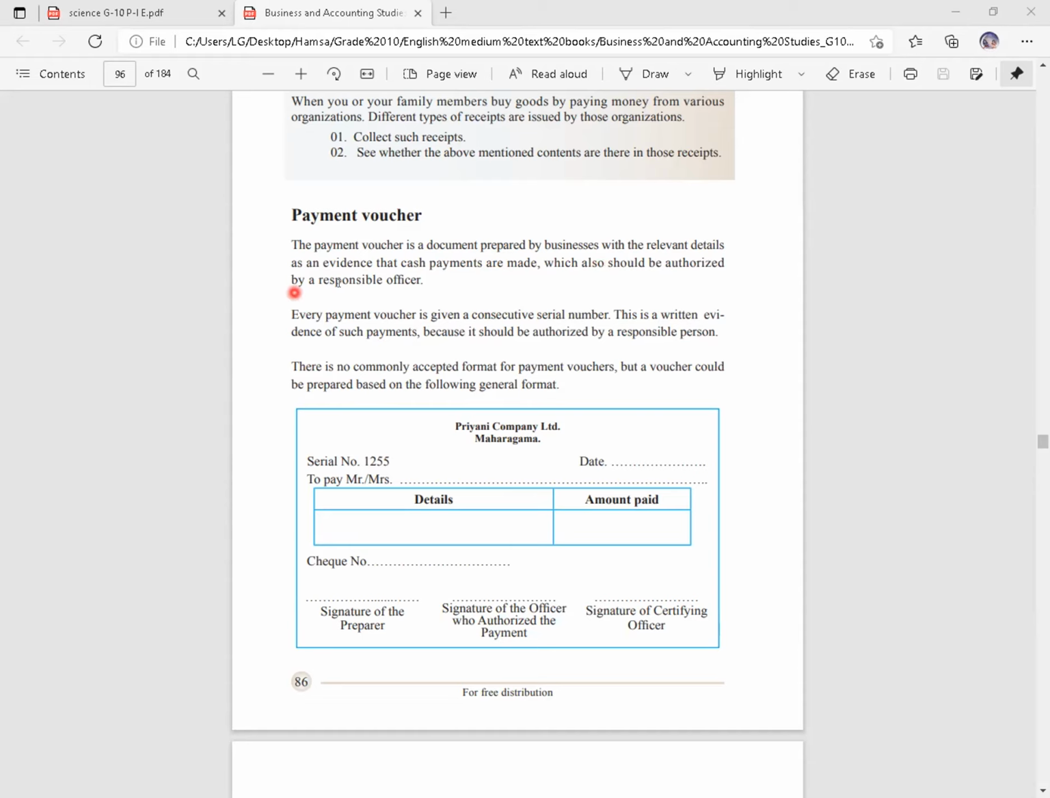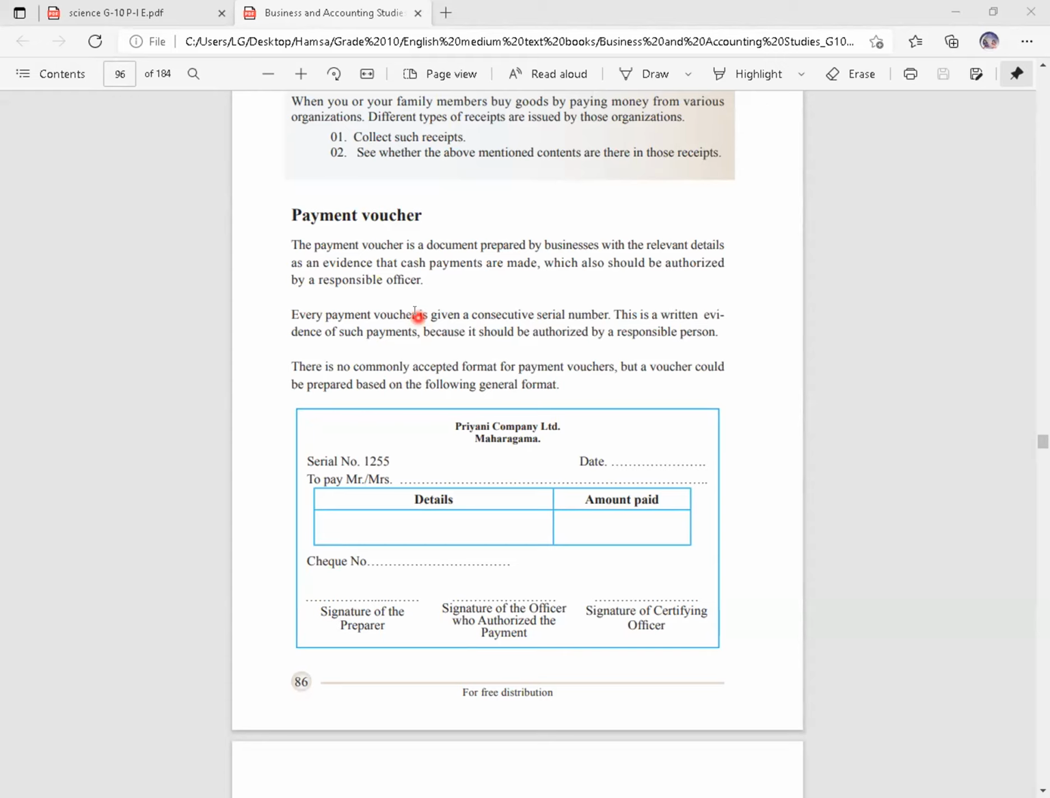Which also should be authorized by a responsible officer, right? So when you're making a payment as a business, you always have to think that you are a business person. You are inside the business now. Now you are going to pay a bank loan, say rupees 150,000. So cash is going out of the business.